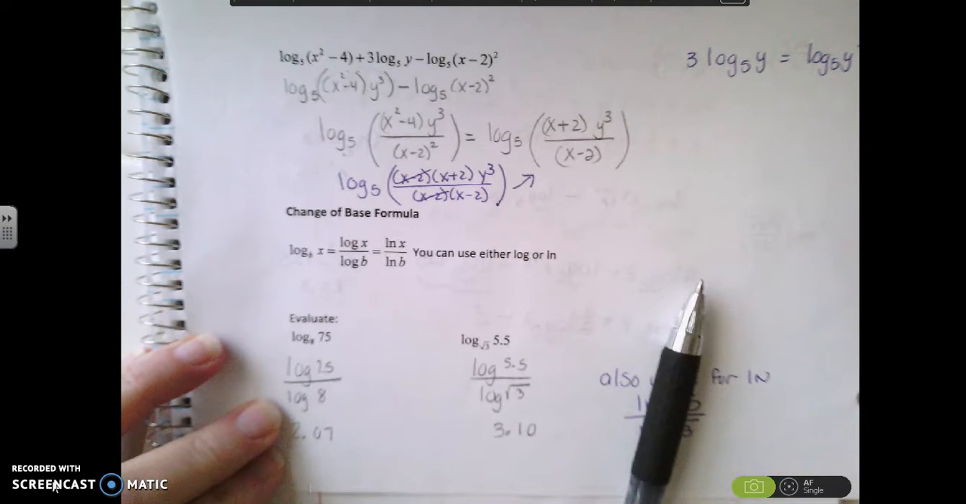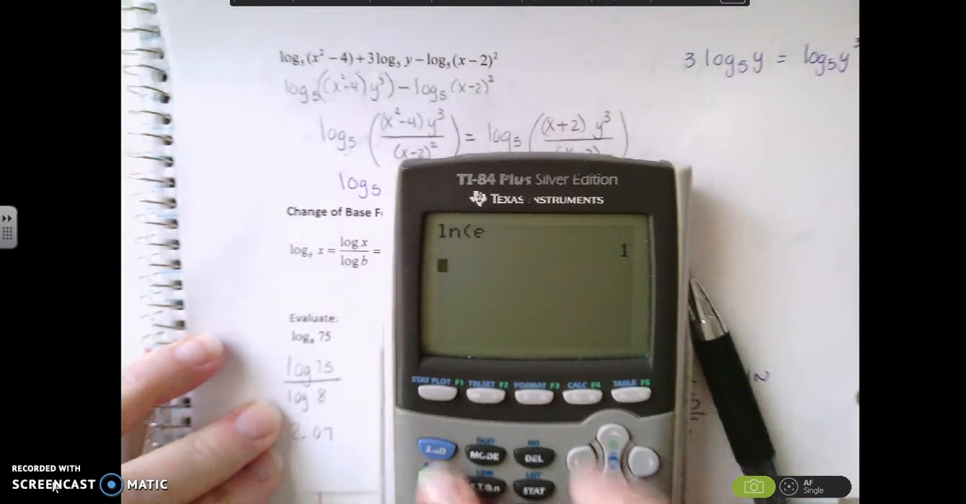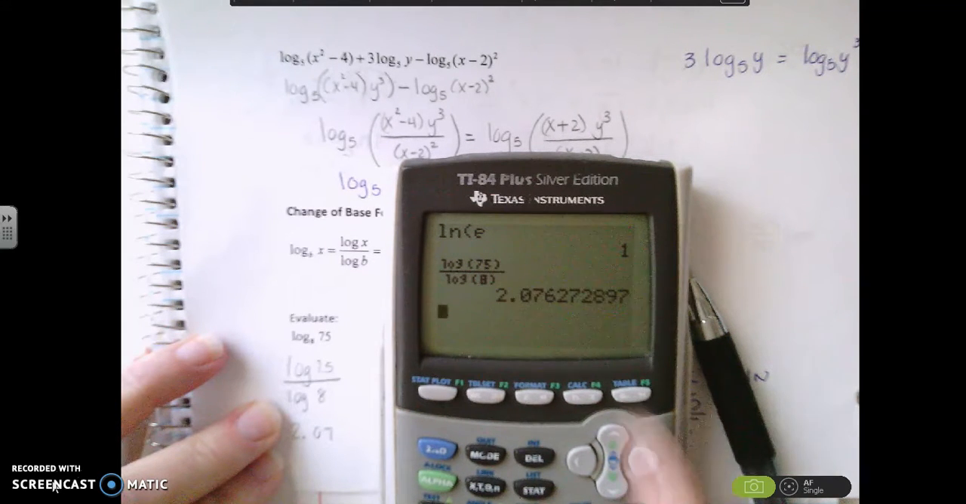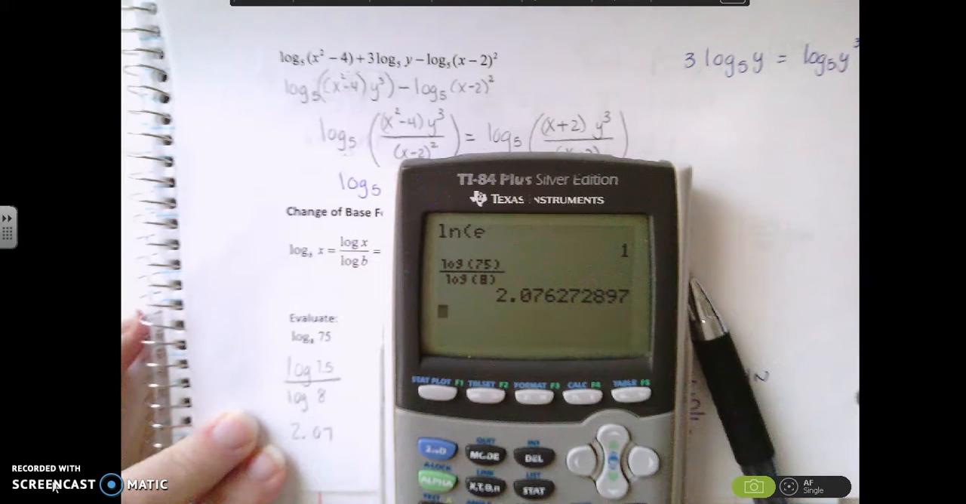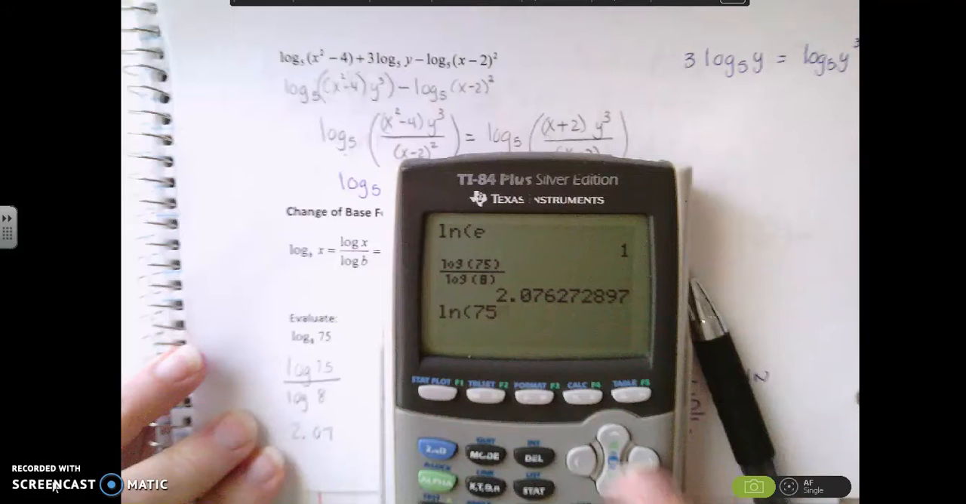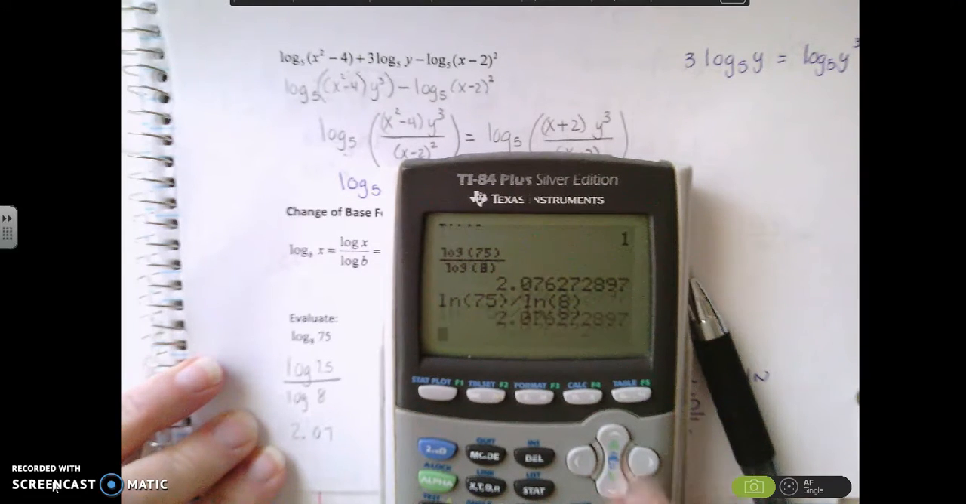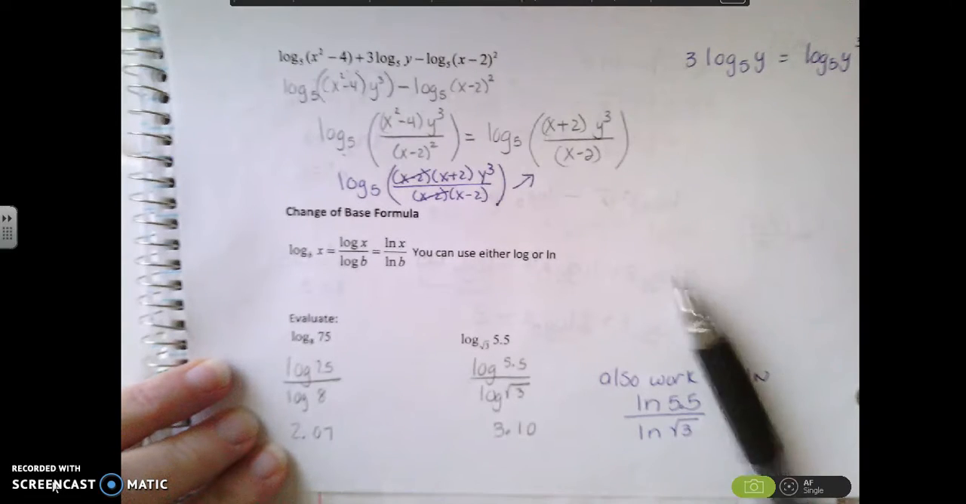If I put that in my calculator, and I am going to put log both times, so I'm going to do log 75 over log 8, and I end up with 2.07. Now the thing that's nice about this is that it works for ln also, so I can do ln 75, I forgot to do it, divided by ln base 8, and I still get 2.07. So it doesn't matter whether you use ln or log, the change of base formula will work.